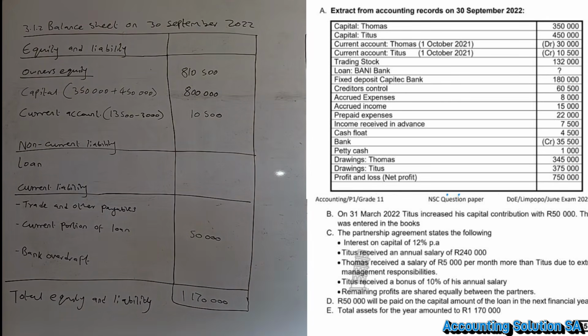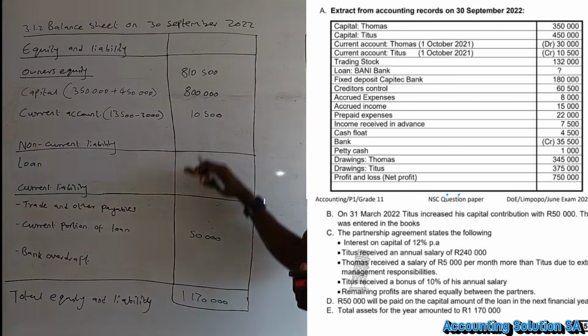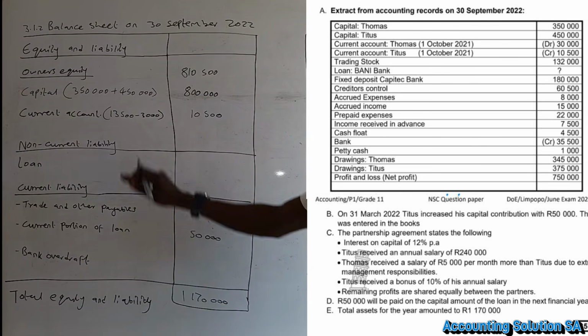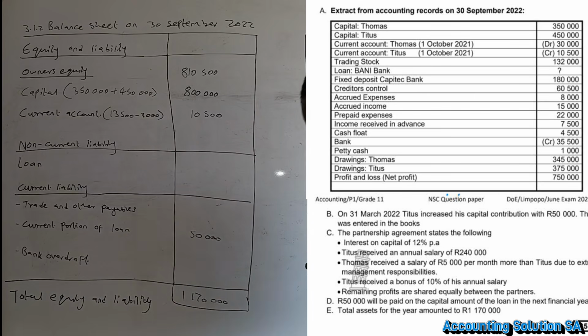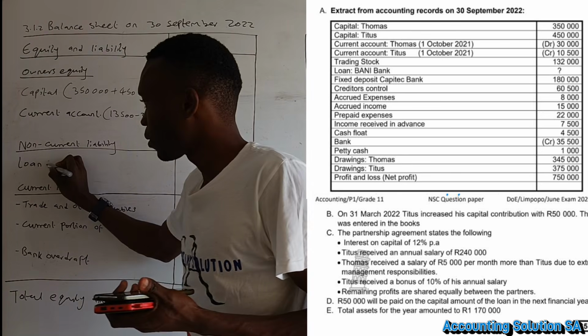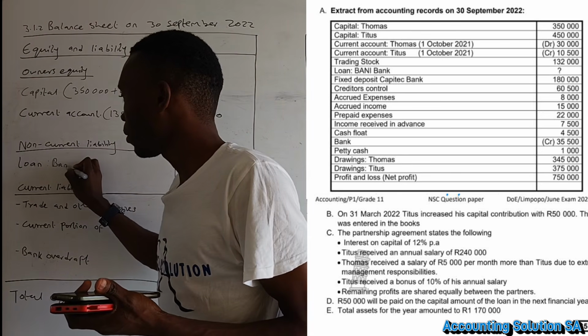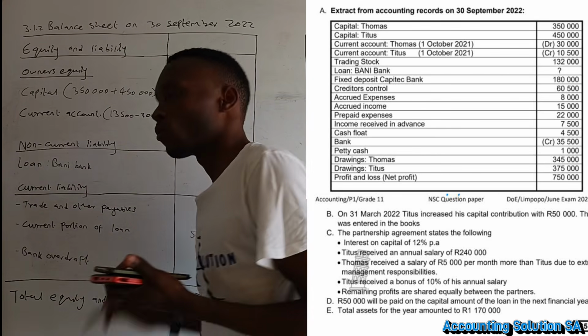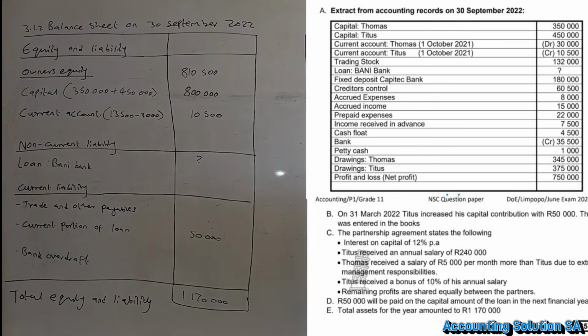Let's check. Now, because we are done with the equity part, we are looking for the liability part. Under the liability part, we have two sections, non-current and current. Okay. Now let's start with trading stock. Trading stock is an asset. Loan from Bani Bank is this one. Loan from Bani Bank. Unfortunately, there is no amount. Okay. Now let's proceed. Fixed deposit is an asset.